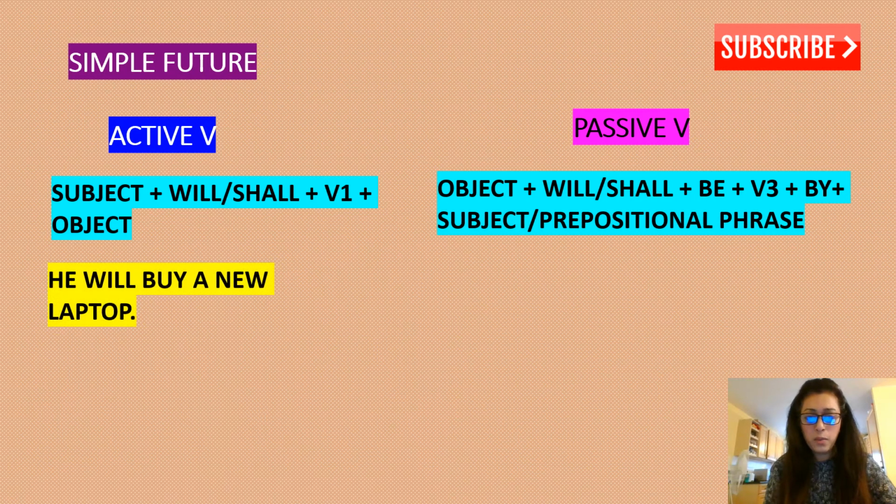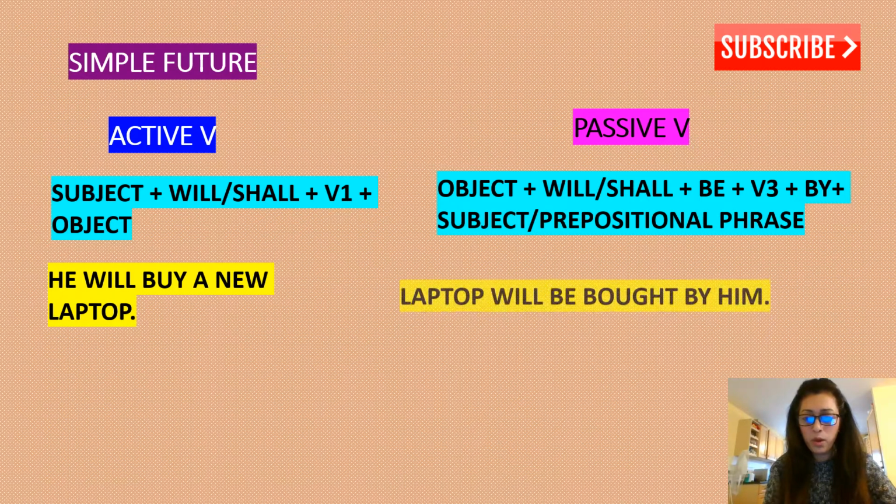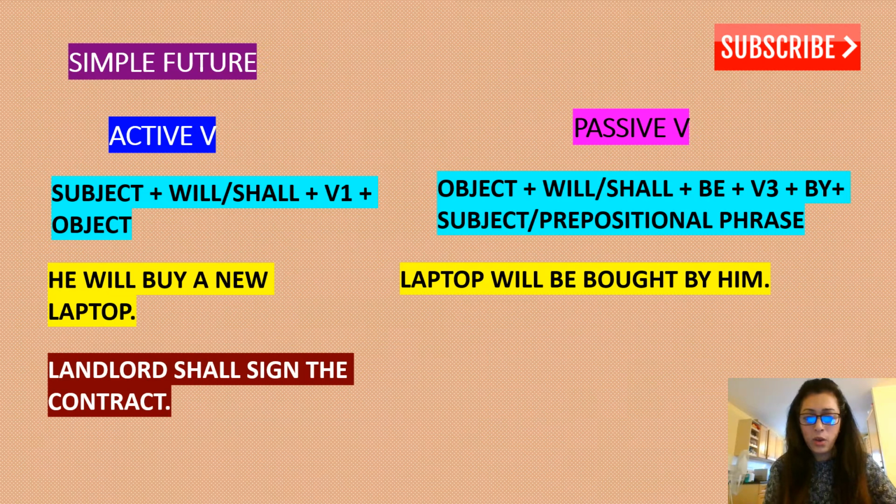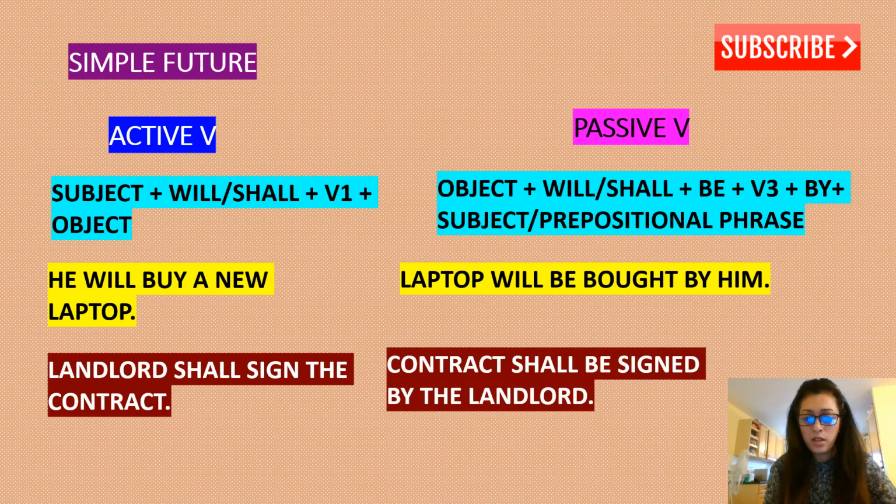So the first sentence will be he will buy a new laptop. Laptop will be bought by him. Landlord shall sign the contract. Contract shall be signed by the landlord.